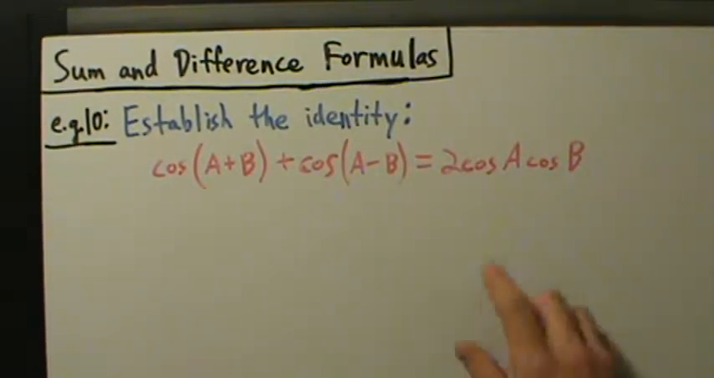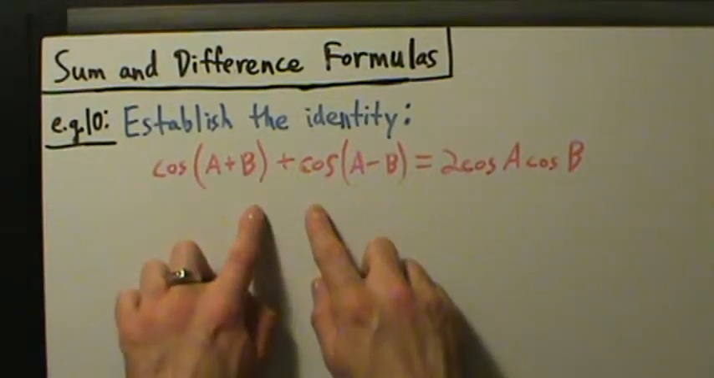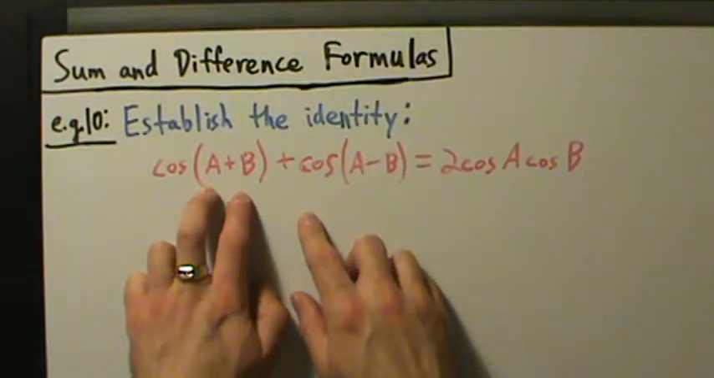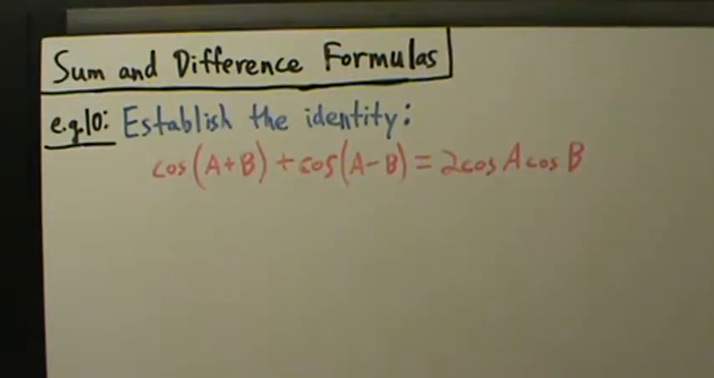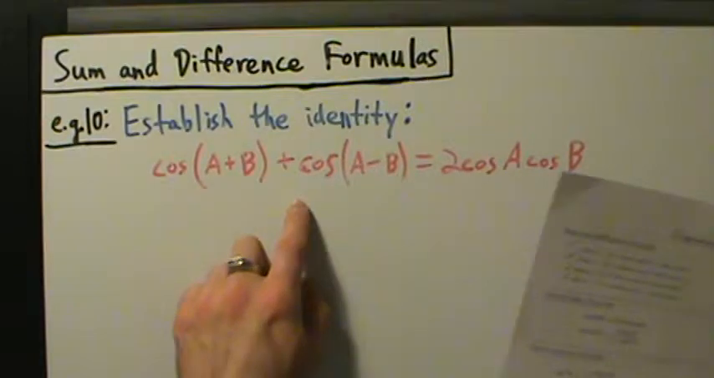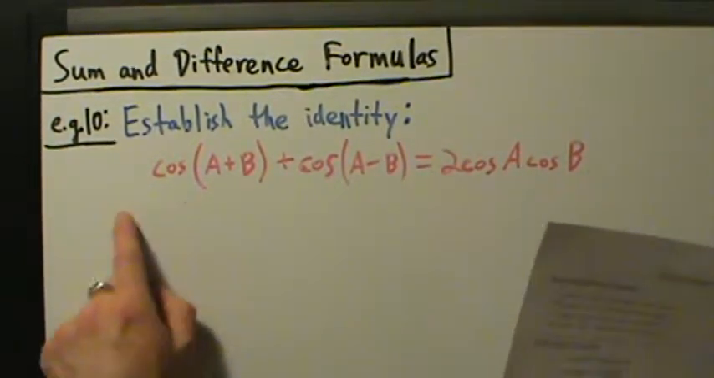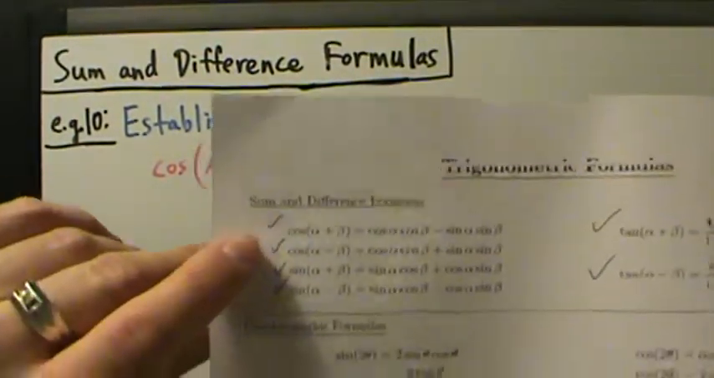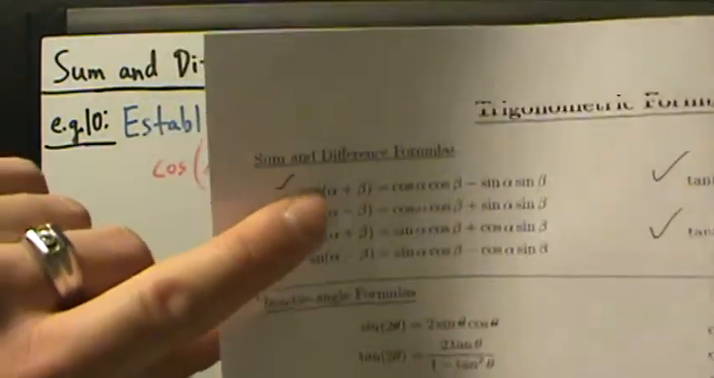So here, 2 cosine A, cosine B, not terribly complicated. This side actually isn't all that complicated either, but notice that we do have sum angle and difference angle in here, and we are talking about the sum and difference formulas. So if we go back to our formula sheet here, we see that there are some nice ways to simplify this. There's not a whole lot we can do to simplify the right-hand side, but on the left-hand side, with this cosine of A plus B, cosine of A minus B, we see that those look pretty much just like these two formulas here.